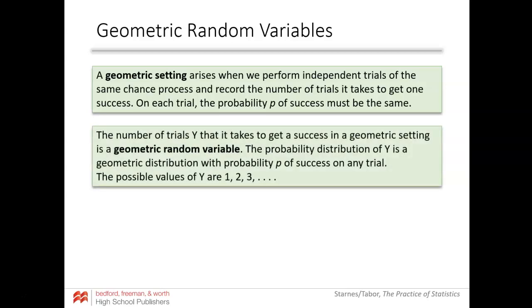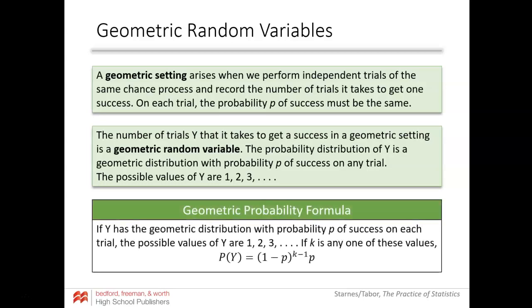Yes, of course your calculator has something, but there's also a formula, so hang with me. The formula is actually not too bad. The number of trials it takes to get a success in a geometric setting, they're going to call it Y here, is called a geometric random variable. The probability distribution of Y is a geometric distribution with probability p of success on any trial. Notice this time the possible values don't include 0, because you couldn't possibly get a success if you've never conducted a trial. So it starts at 1 and continues indefinitely until you actually get a success.